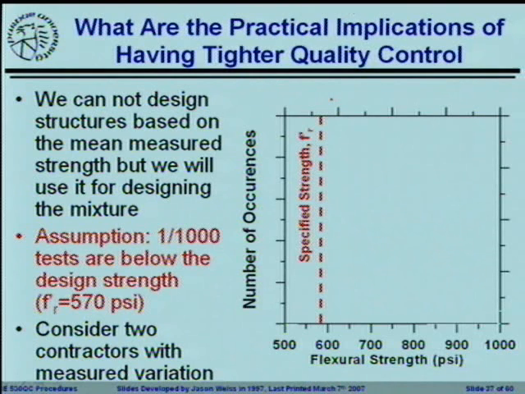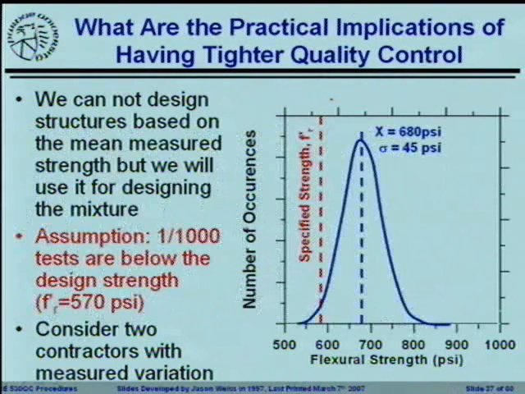Well, one of the things that we could actually do is start to look at what happens if you had a concrete producer who could make concrete with a mean of 680 psi and a standard deviation of 45 psi. Now the assumption here is that we're going to have about 1 in 1,000 tests falling below the specified strength, and we're going to compare 2 different contractors here.